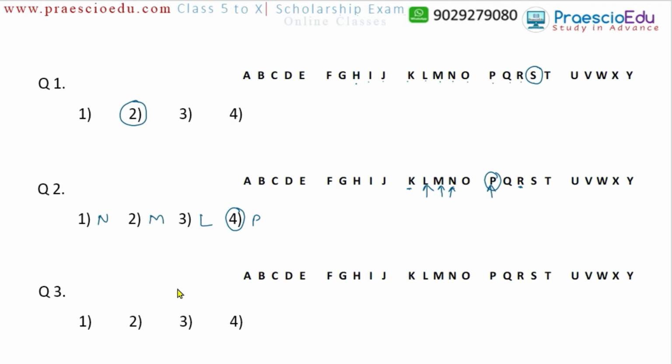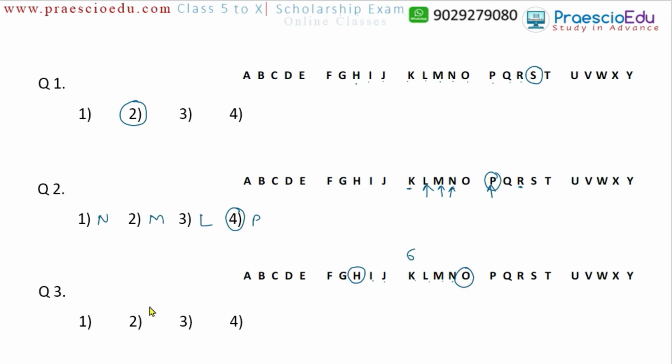Question number 3: which letters in the alphabet have the same number of letters between them as the number of letters between H and O? Where is H? H is here and O is here. The letters between H and O: 1 2 3 4 5 and 6. So here are 6.